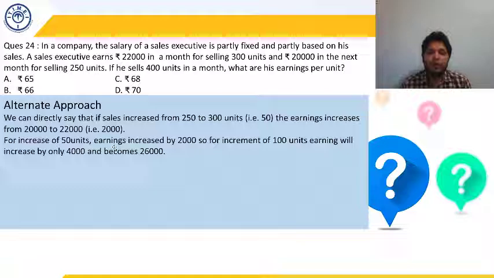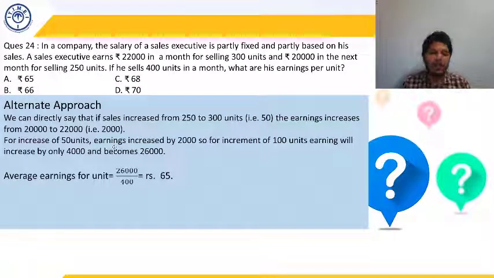Now from 300 units to 400 units, there is an increase of 100 units. For 50 units, the increase is 2,000 rupees, so for 100 units, the increase is going to be double, that is 4,000 rupees. For 300 units, I'll be getting 22,000, so for 400 units, I'll be getting 22,000 plus 4,000, which is 26,000 rupees.